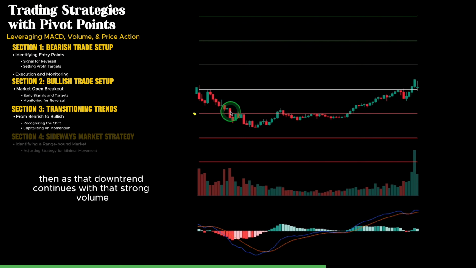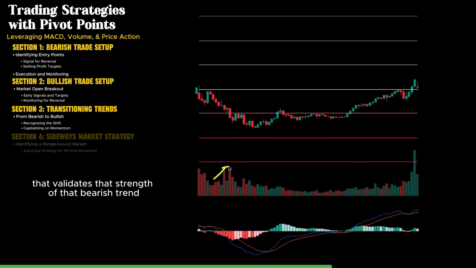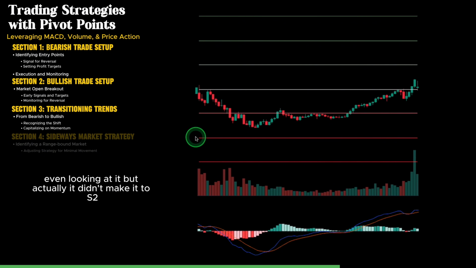Then as that downtrend continues with that strong volume, you see how the volume is increasing with bearish bars. That validates the strength of that bearish trend. And so you can also take profits at S2 with that strong bearish momentum, but actually it didn't make it to S2.